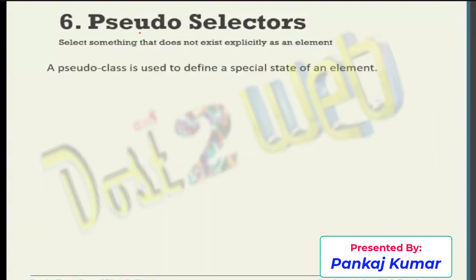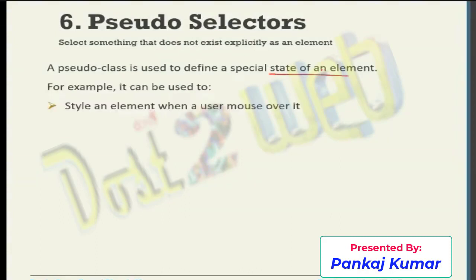This pseudo class is used to define a specific state of elements. For example, you are going to style an element when the user mouses over it. Obviously, there is no CSS for that by default, it is not visible. But when the mouse goes over it, it changes. So in that place, your pseudo selector will be involved.